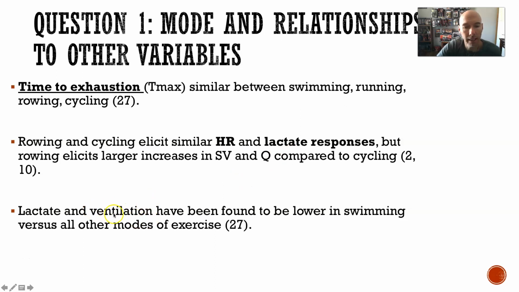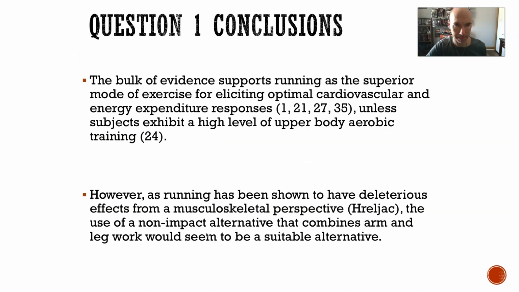And then finally, lactate and ventilation were found to be lower in swimming versus other modes of exercise. Swimming could be a good option, but because you're floating in water, you're not bearing your weight at all. That really lowers the metabolic demand. So swimming does not seem to be the best option. We could rule that one out when it comes to maximal use of high intensity interval training.